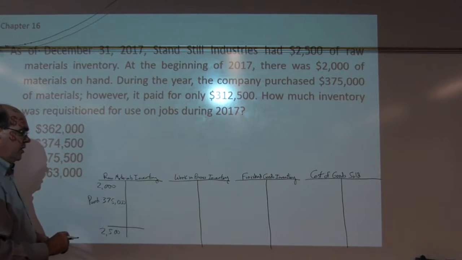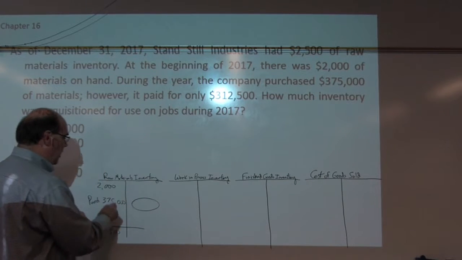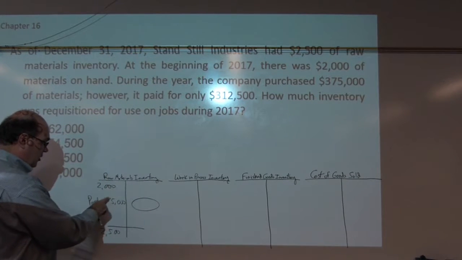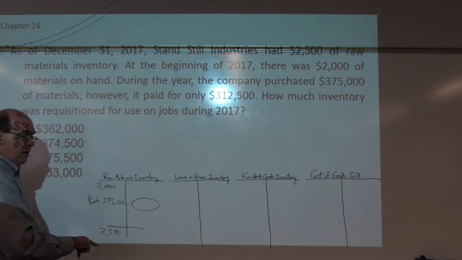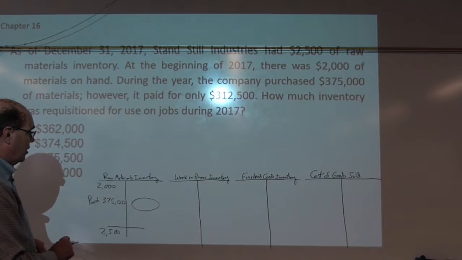Well, here's the nice thing about the T accounts. Once you plug in three numbers, you can find the missing fourth number. If I know these three, I can find that. If I knew these three up here, I could find that. If I knew that one and that one and that one, I could find the missing one in the middle. You just have to know how to take care of it.